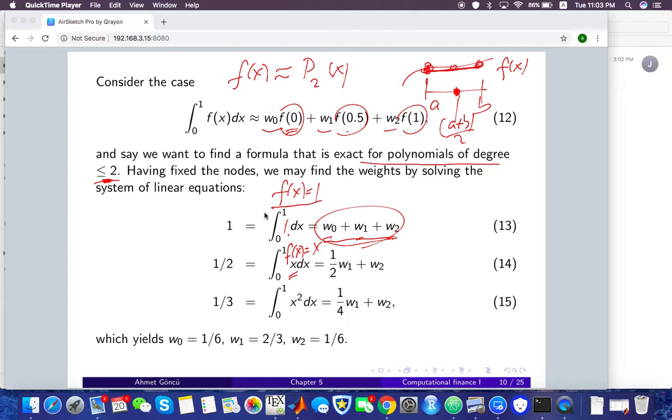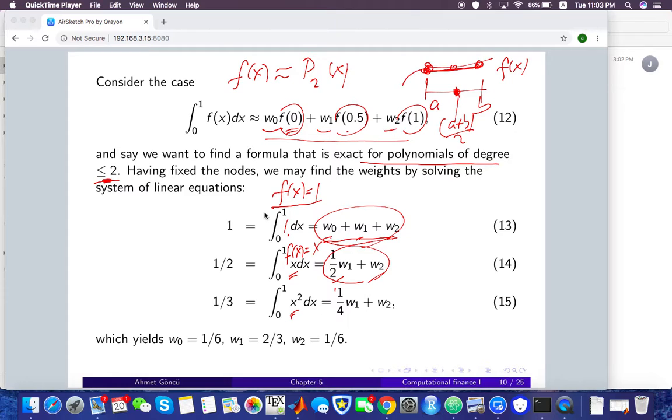So f of 0 is going to be 0, so we don't have any w0, and then this is going to be 1/2 times w1, and you have 1 times w2. So you get again the right hand side from the approximation formula here, which is in terms of the unknowns currently.